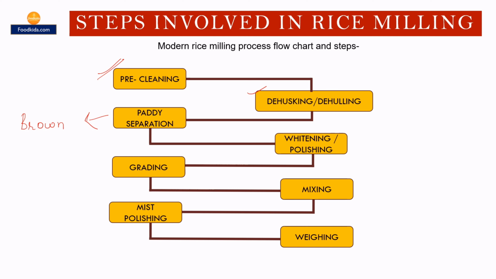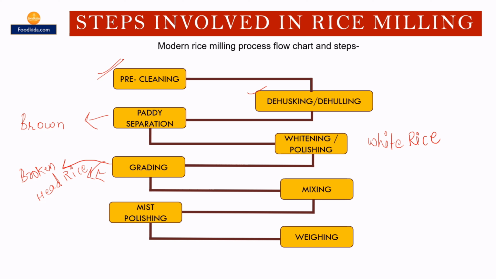Now the next step is whitening and polishing. Here the brown rice undergoes whitening, that is abrasive whitening, followed by friction whitening, which produces the white rice. So here we obtain white rice. Now the next step is polishing. After polishing, length grading is done on the basis of length. In this grading step, white rice undergoes length separation, by which we obtain broken rice and head rice.